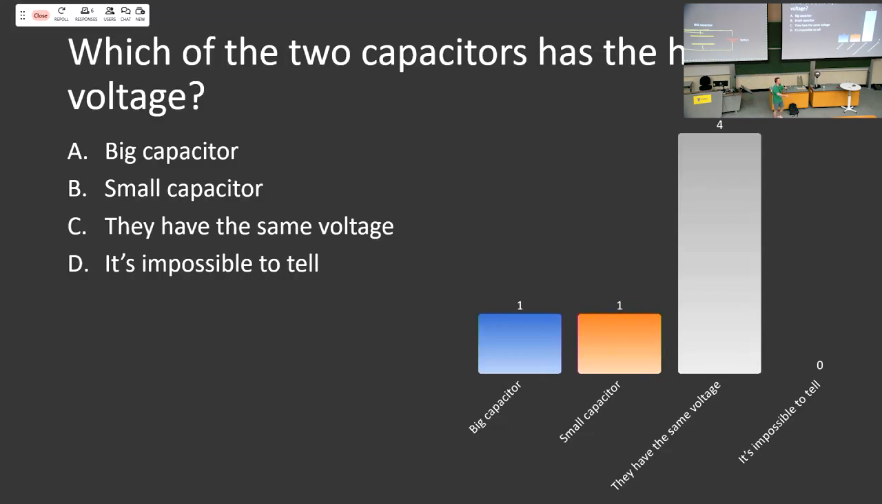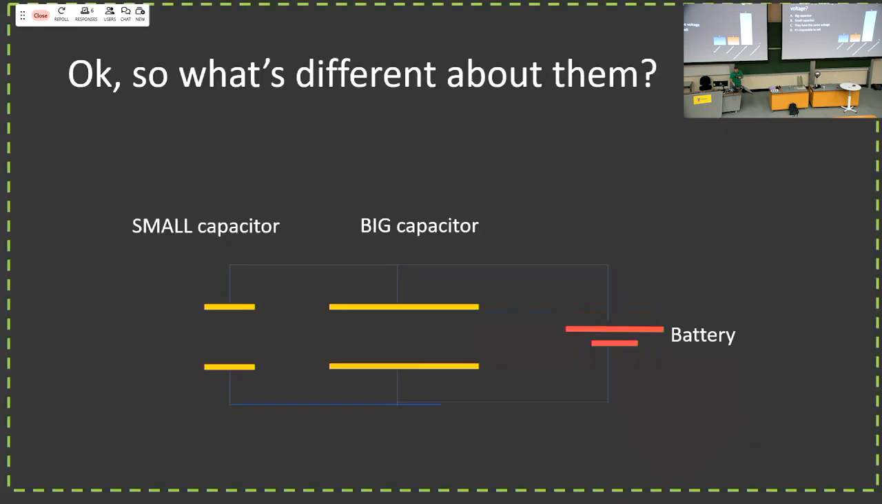They have to have the same voltage. We just learned in that double red slide some slides ago that when two things are plugged in parallel, they have to have the same voltage. That's the rule. But big capacitor, bigger than small capacitor. Mind-blowing. So the question becomes, what's different about them? If they achieve the same voltage, what can we say is different about them? Well, obviously, yes, that capacitance, but we don't know what that is yet.